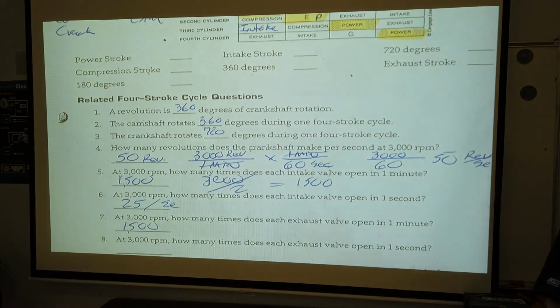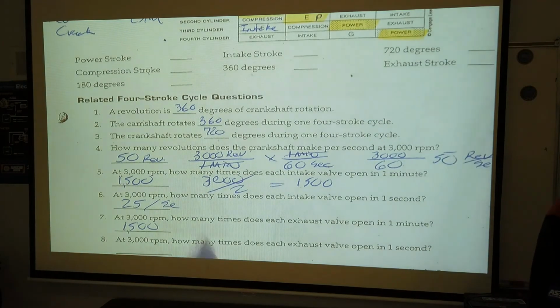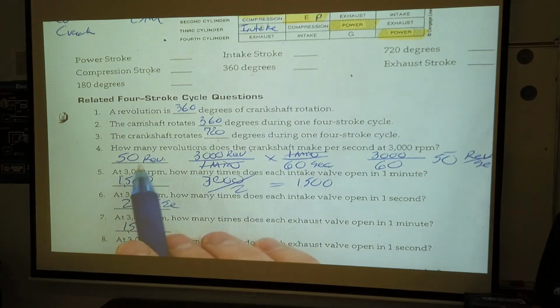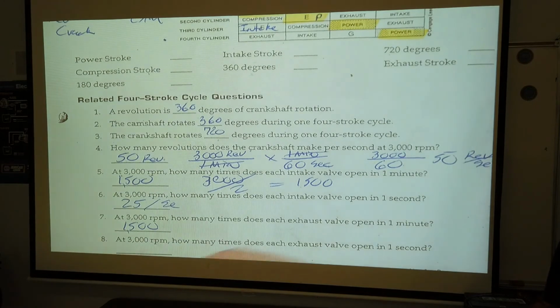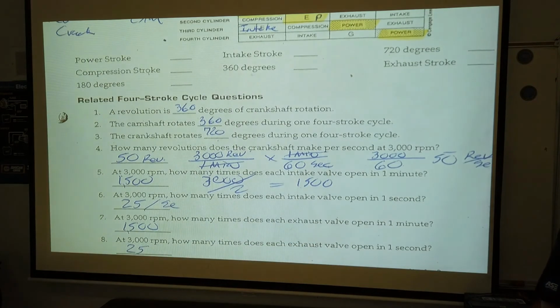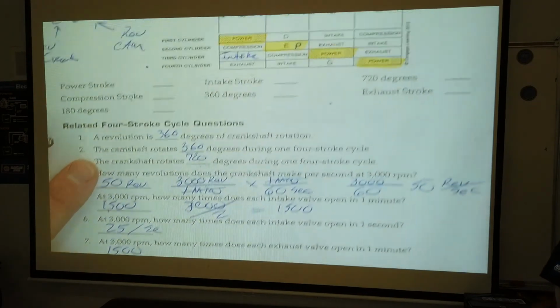And then how many times does the exhaust valve open in a second? Every other revolution. We have 50 revolutions per second at 3,000 RPM. So every other revolution there is again 25. Then how many 4-stroke cycles occur in a minute? For a cylinder, that's again in a minute is 1,500. And then how many 4-stroke cycles occur a second in a cylinder? That again is 25.